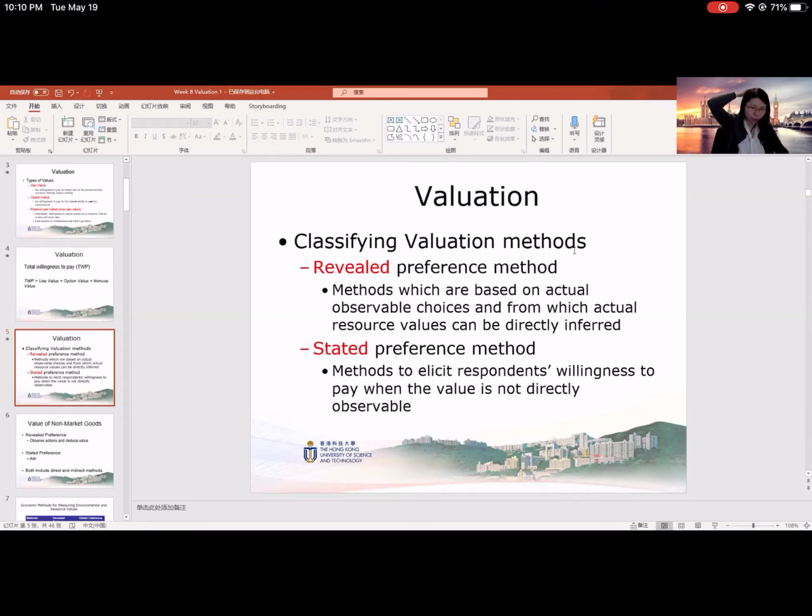Take an example of a panda protection zone. Stated preference is just you go to people and ask how much you're willing to pay for protecting pandas. A revealed preference approach would be that we can collect data on how many people visit the panda protection zone each year, where these people are coming from, to have something to say about their value for pandas.